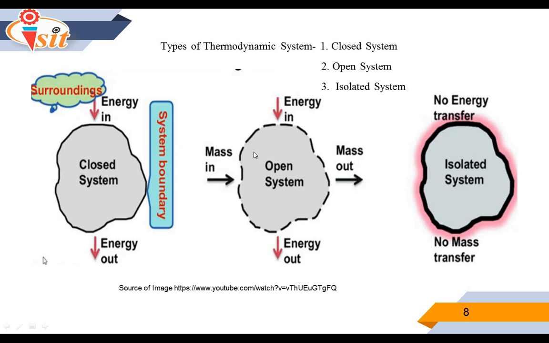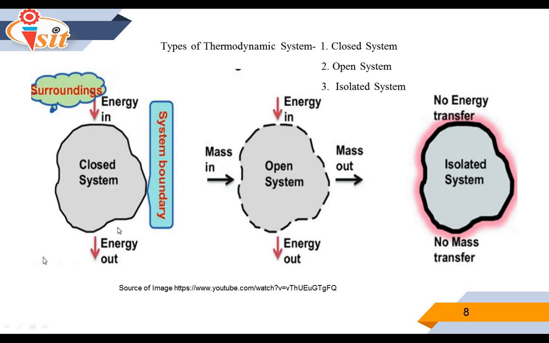Now we see the different types of thermodynamic systems. Thermodynamic systems are classified into three types: closed system, open system, and isolated system. First we start with the closed system. A closed system has fixed mass and identity, whose boundaries are determined by the space of the matter occupied in it. A closed system does not permit any mass transfer across its boundary, but it permits the transfer of energy in terms of heat and work.